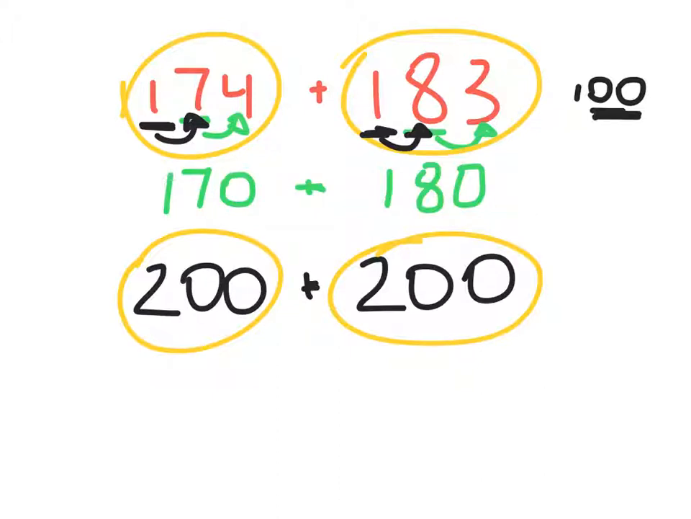What you don't want to do is round one number to the nearest 10 and one number to the nearest 100. That's not a very good habit. Whatever you do to one number, you should do to the other.